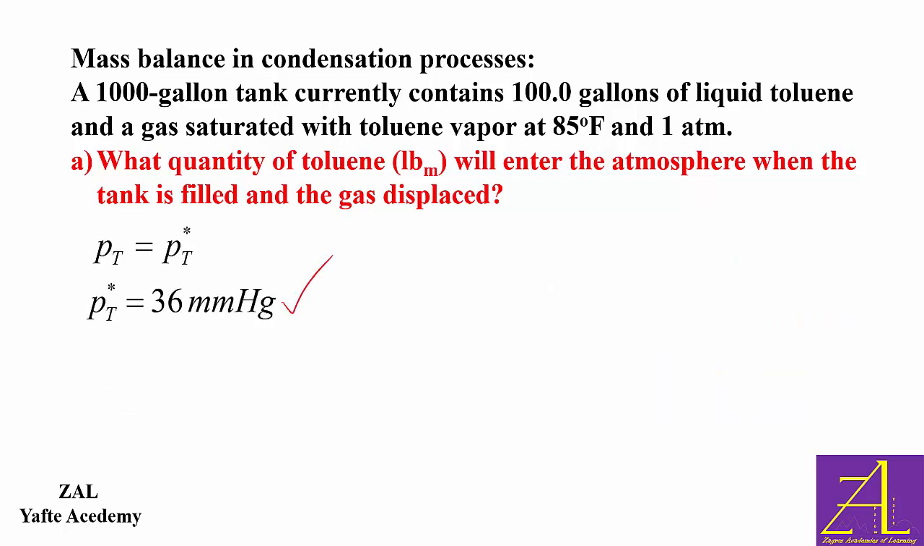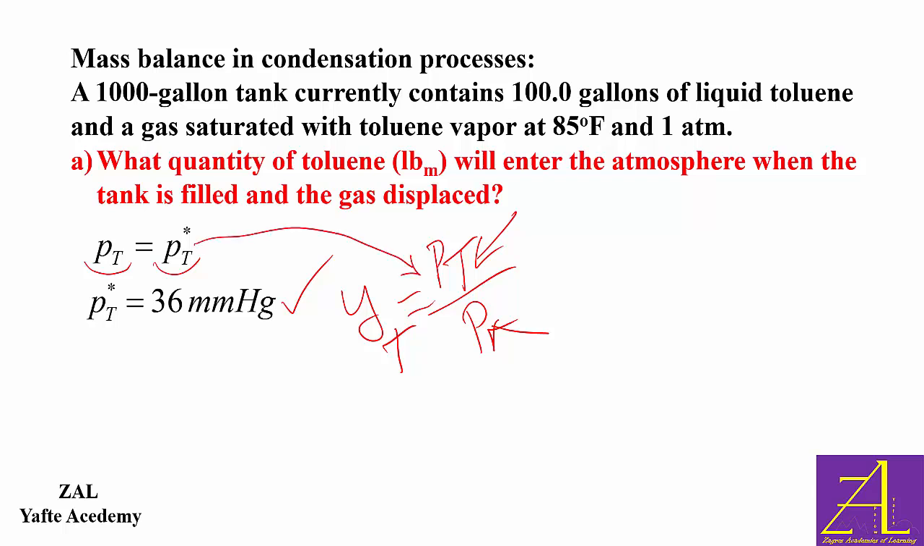Having that vapor pressure, we know the partial pressure of toluene in the mixture is the same as that. So having the partial pressure of toluene, we can get the mole fraction of toluene in the mixture as partial pressure over total pressure. This total pressure is 1 atmosphere, and then we have the partial pressure from here. We will get the mole fraction of toluene. In order to get the mass, we can first get the moles of toluene in the vapor, and we know that the moles of toluene is mole fraction times total number of moles.